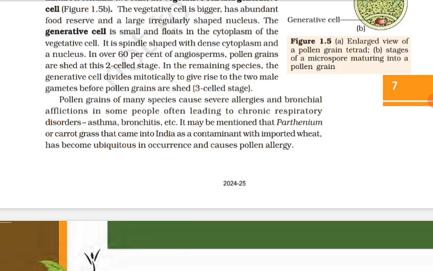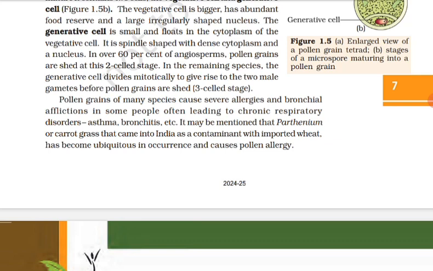The inner wall of the pollen grain is called the intine. It is a thin and continuous layer made up of cellulose and pectin. What is it made of? Cellulose and pectins. The cytoplasm of pollen grain is surrounded by a plasma membrane. Surrounded by what? Plasma membrane.